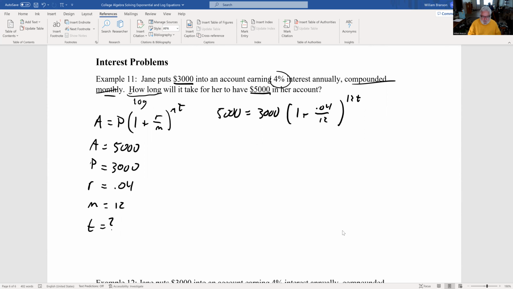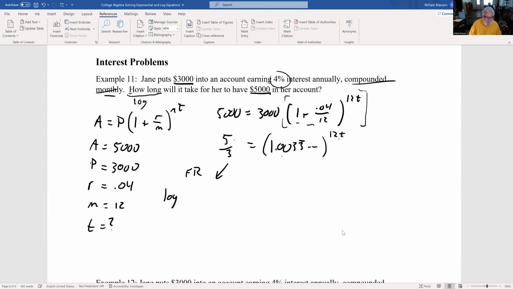So to solve this, I want to use the fundamental rule again. And so I'm going to isolate this term by dividing both sides by 3,000. That gives me 5/3. And then the thing inside the parentheses is 1.0033. The 3's just repeat. That's quantities of 12t. So there's sort of two ways to do this. One is a fundamental rule calculation. Here's our base, here's our power, here's our thing on the other side of the equation.